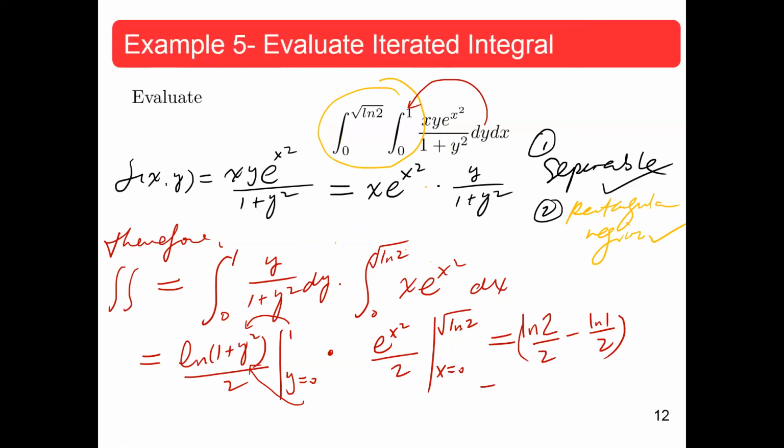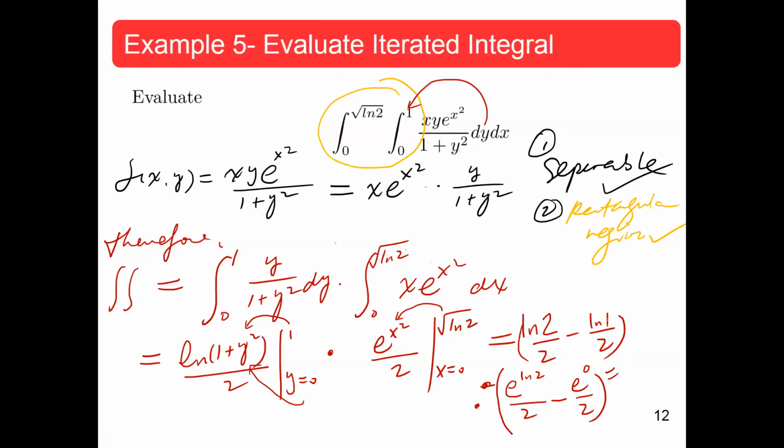Subtract the second part, plug root of natural log 2 in, so I should have e raised to the root of natural log 2, squared, which is natural log 2 over 2. Oh, sorry, this should be multiply, right? Multiply. Carry down this multiply sign. And minus, when you plug 0 in, so e to the 0 over 2. Good so far?